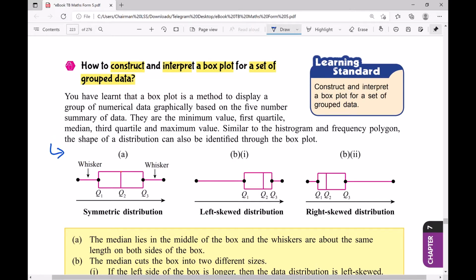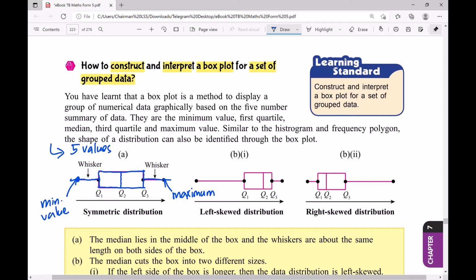So for a box plot, you have this tail. You call it whiskers. You have two whiskers here, and then there is a box, and the box is divided into two. And you will have five values, five numbers. The first number is your minimum value. This one is your maximum value.